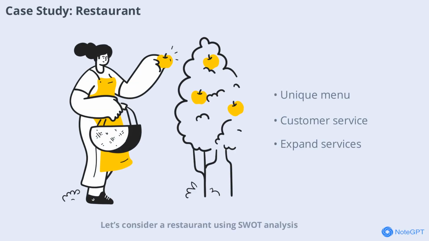Let's consider a restaurant using SWOT analysis. Their strengths might include a unique menu and excellent customer service. Weaknesses could be limited seating or high staff turnover. Opportunities may involve catering services or online delivery, while threats could include new competitors or changing food trends. By mapping these out, the restaurant can focus on expanding services and improving staff retention.